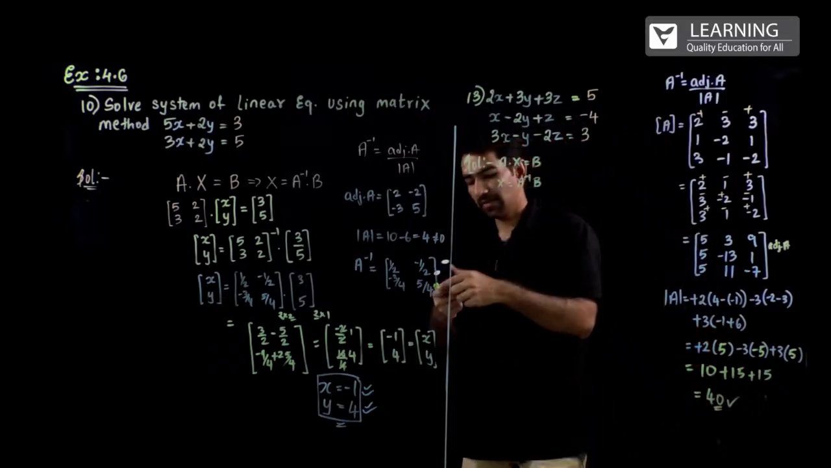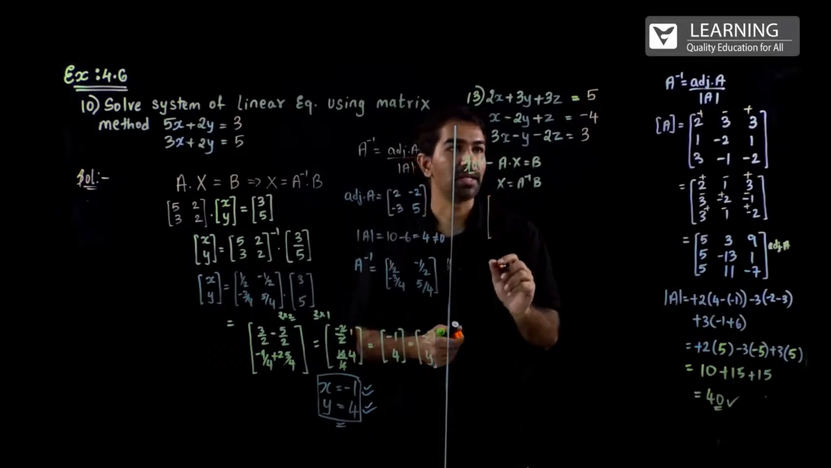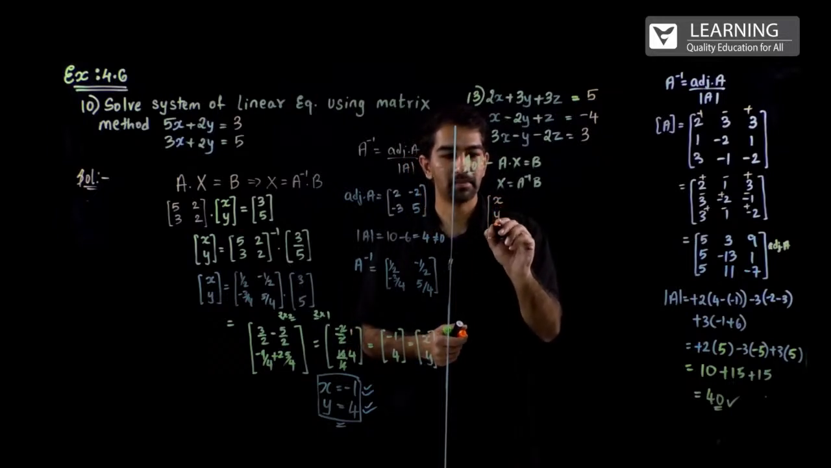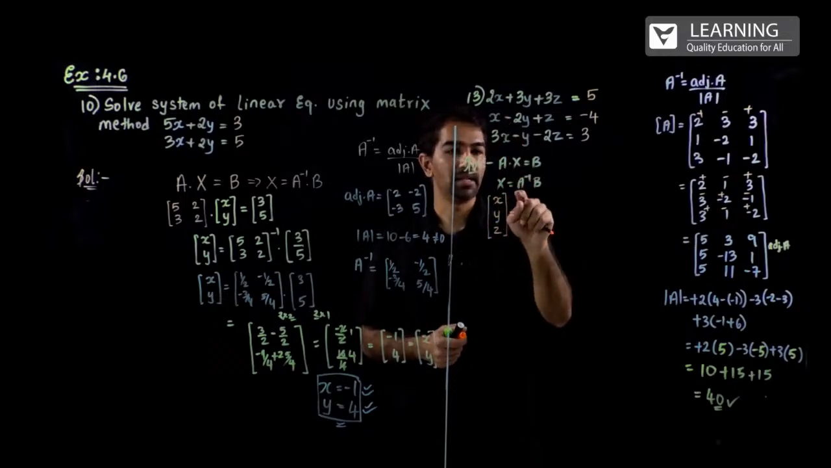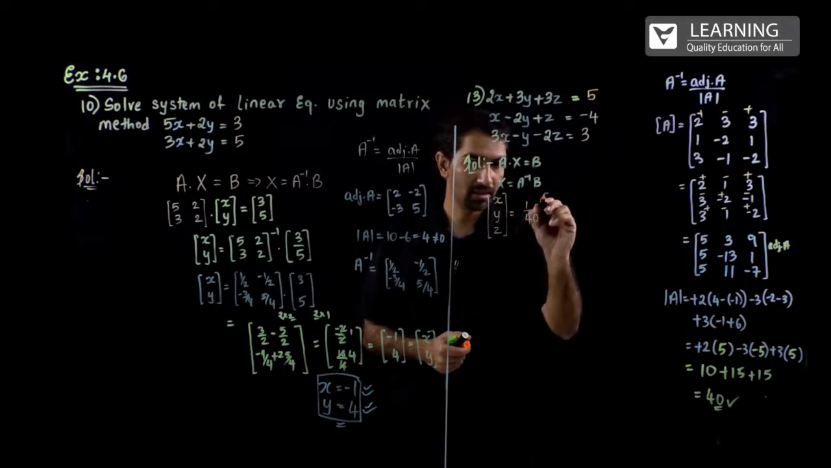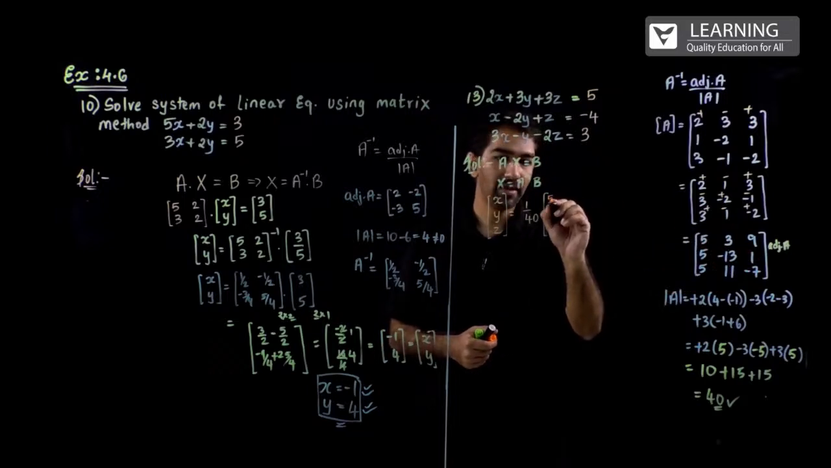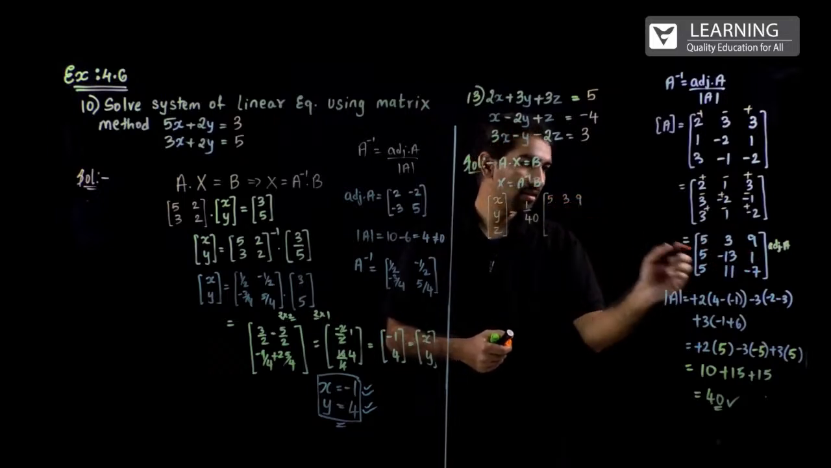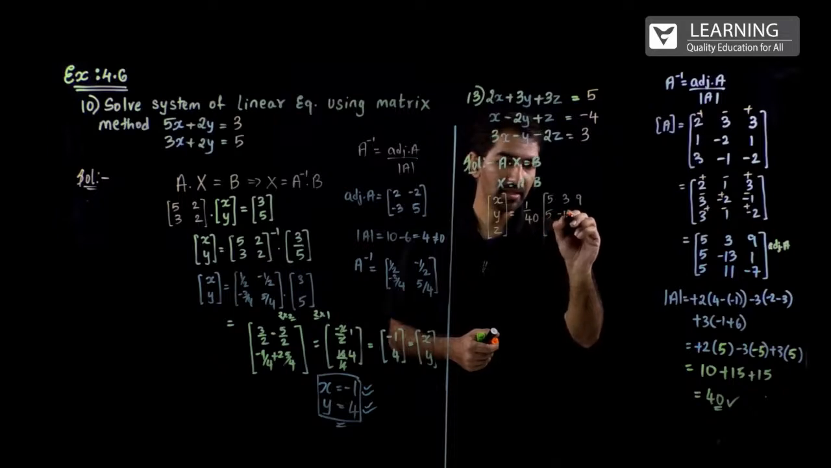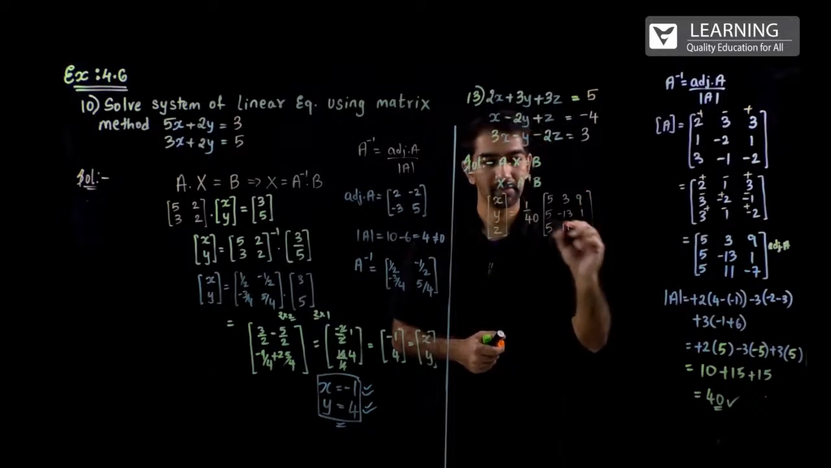Now in the place of x, what can we write, students? In the place of x we can write x, y, z. Correct? Now what is A inverse? A inverse is nothing but 1 by 40 of adjoint of A, which is 5, 3, 9, 5, minus 13, 1, 5, 11 and minus 7.